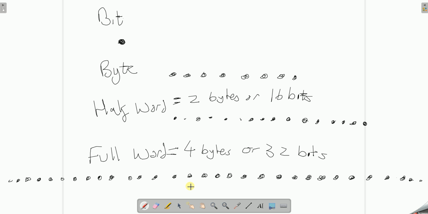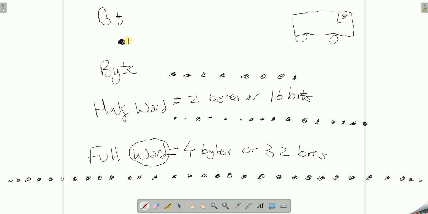Haven't you heard about the word? Everybody knows that the word is the word. And that's what we're going to be looking at right now. What is a word? And I'll explain how this ties in to our databus.